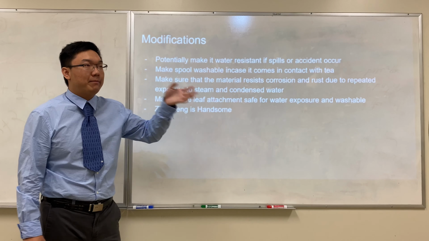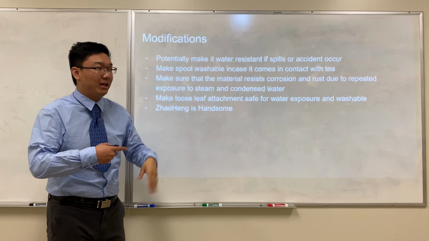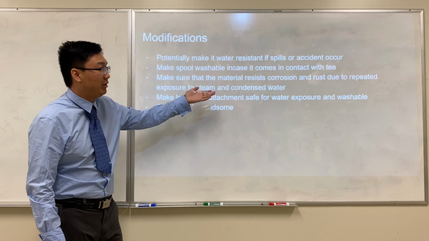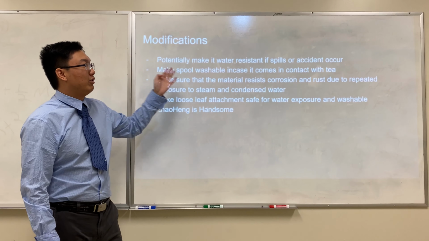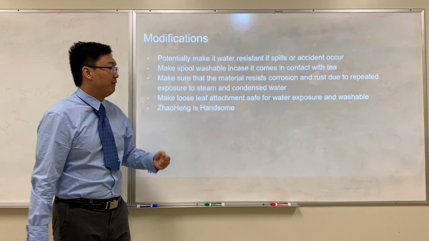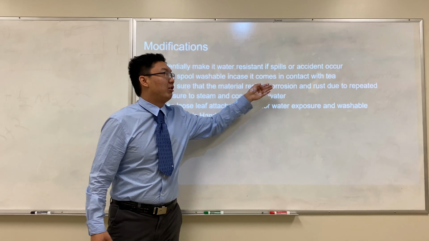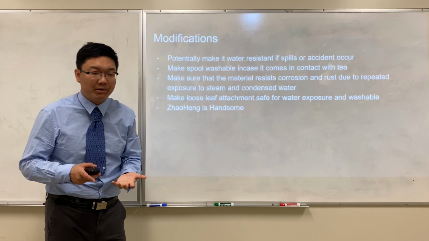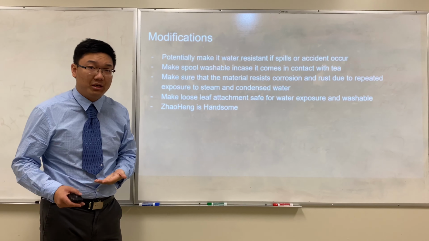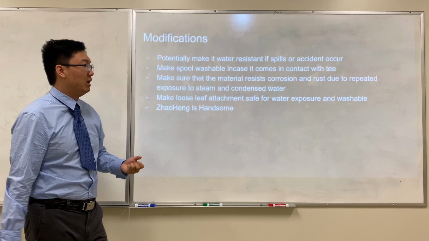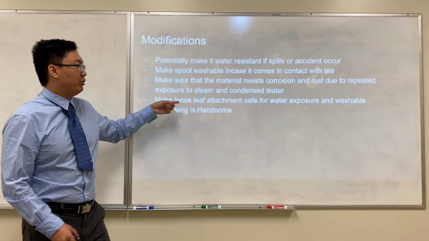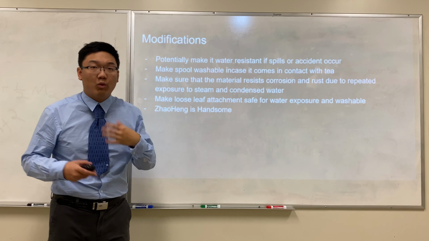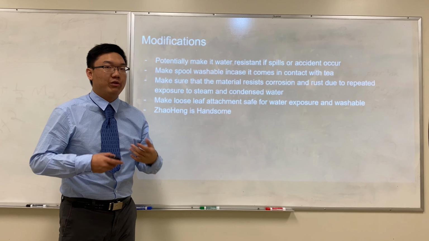We also received many reviews from the team review in the class. A majority of the people suggest we consider the material for the T-timer. Because it has to be waterproof, we need a material to resist corrosion and rust due to repeated use and contact with the same vapor. So we have to consider the material used to build the T-timer. And we also have to consider the leaf attachment for water exposure and washability, and many other things related to the material.